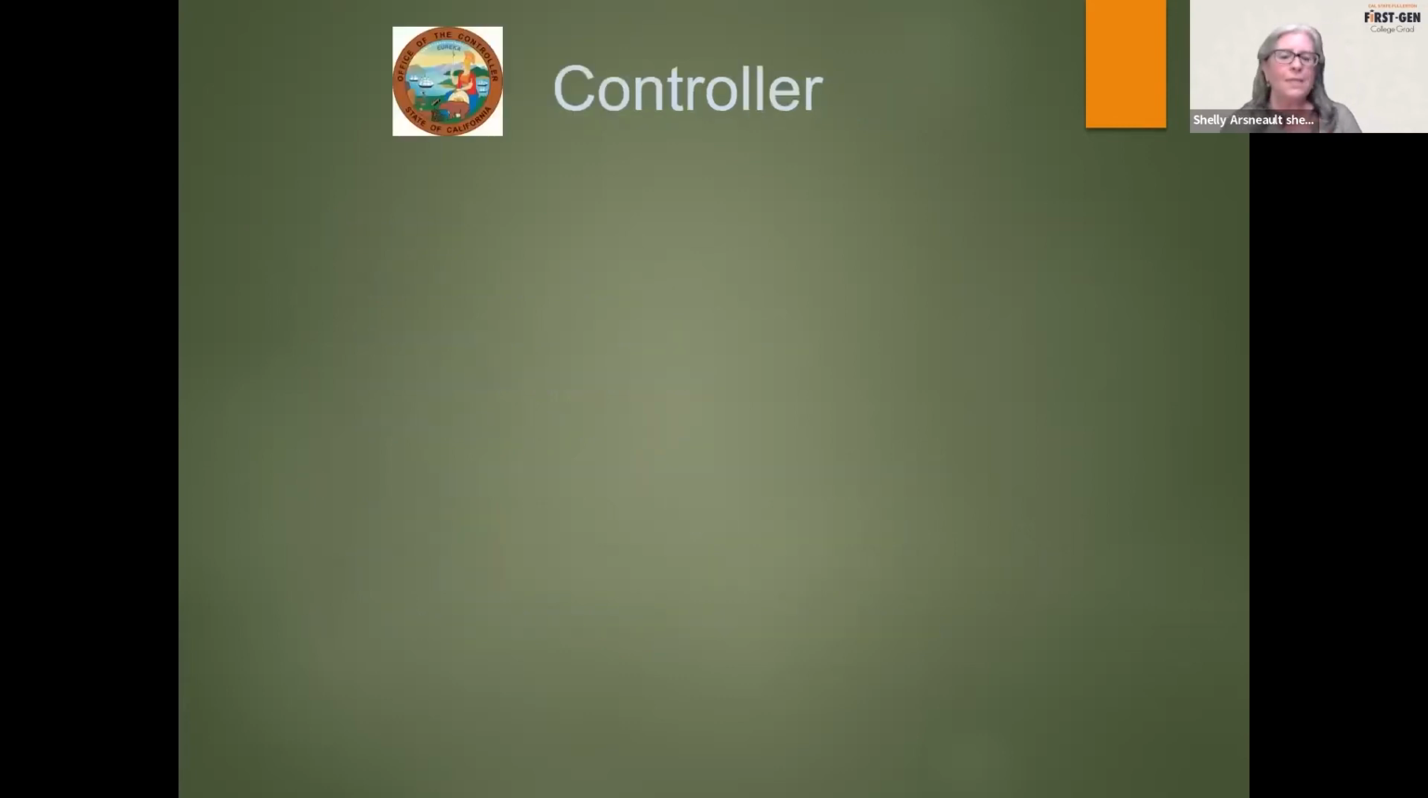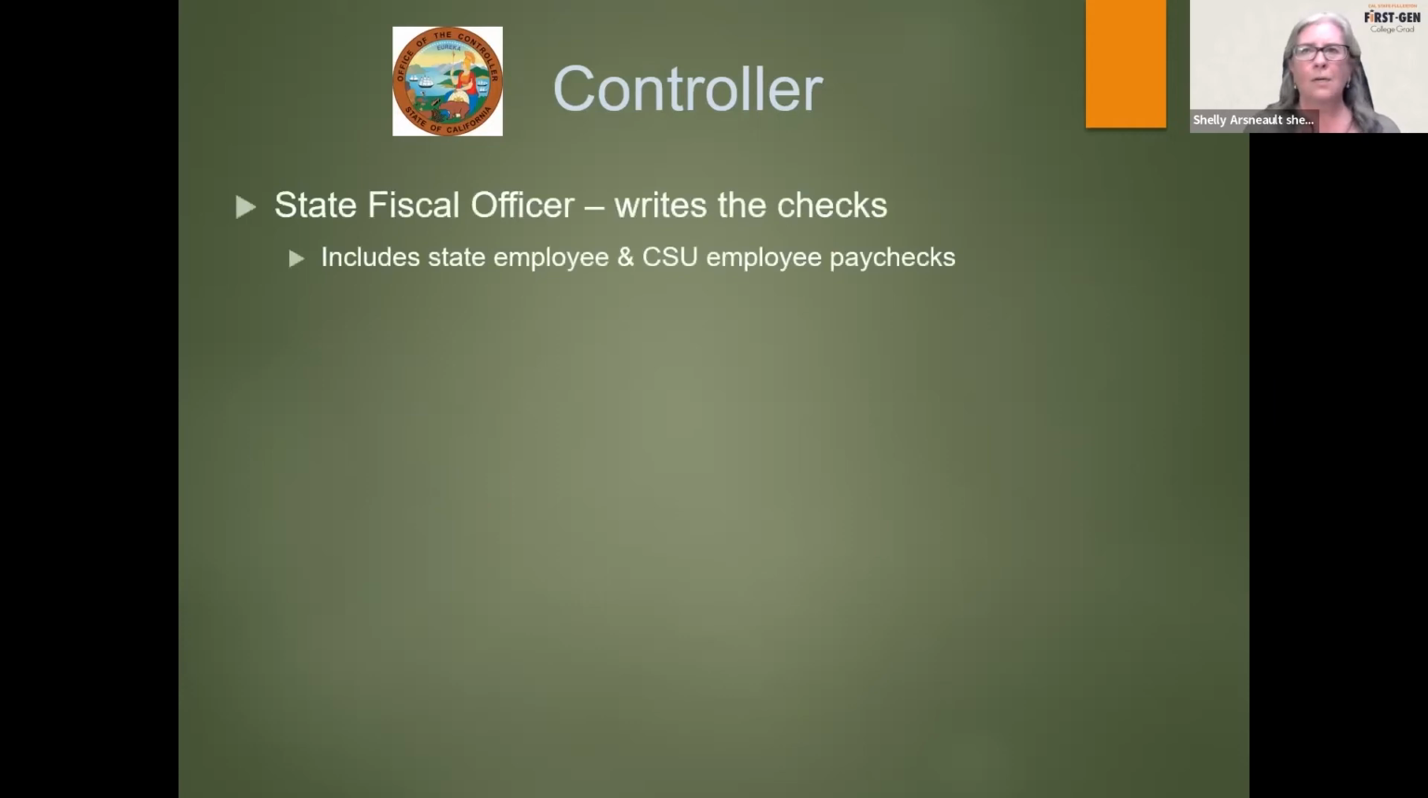All right, then we come to these tricky ones, which I think the tricky ones are the controller, the treasurer, the Board of Equalization. What do these people do? Who are they? What's the difference? Why do we have two of them? Plus the board, right? So I thought I'd start with the controller.